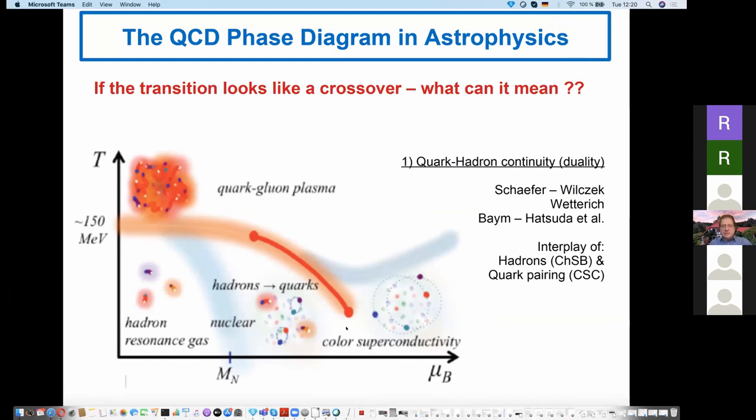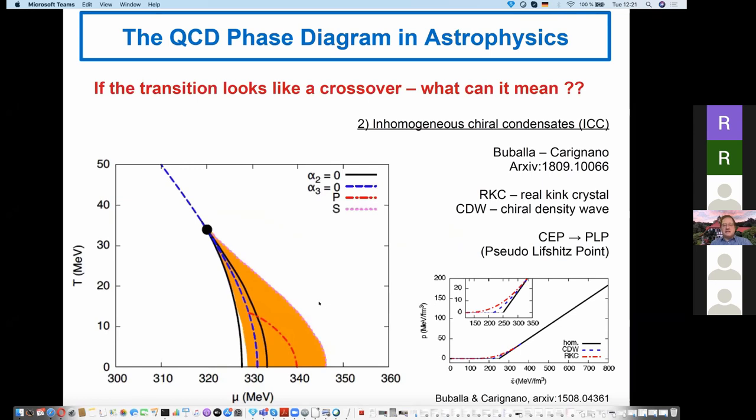Yeah, so we were discussing the possibility of having a continuous transition at low temperatures for neutron stars and eventually also for up to those temperatures which we probe with mergers and supernova explosions. So once there is such a possibility of a continuous transition, a crossover transition, what are possible theoretical backgrounds? One of them is what I mentioned here, color superconductivity. Another one is inhomogeneous chiral condensates.